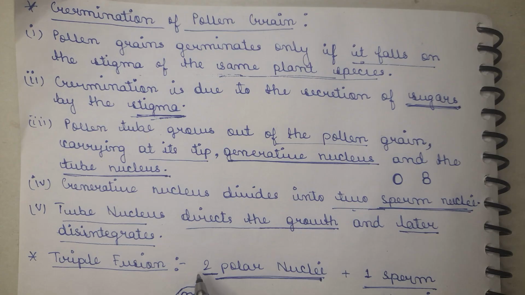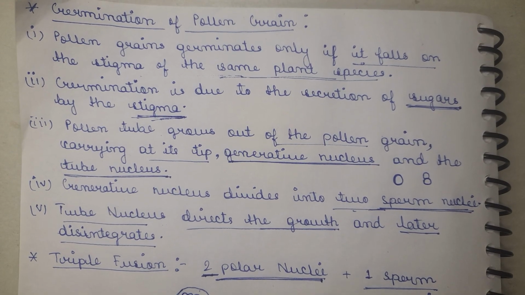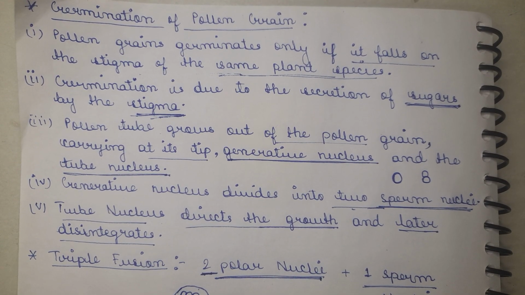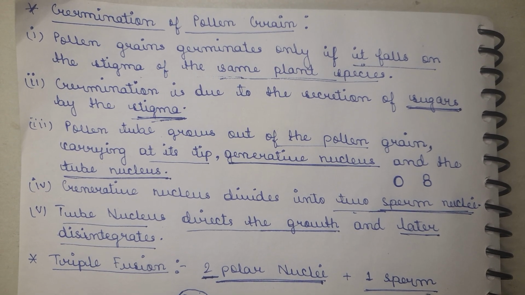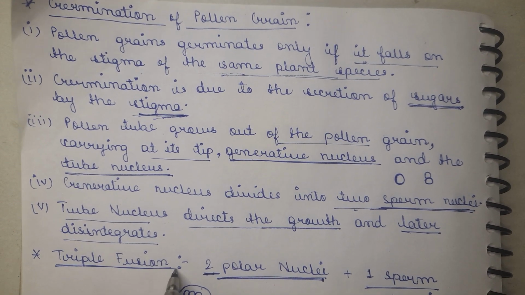So there are three steps. The first one is the union of the polar nuclei, and the second step is the union with the sperm cell. So it is basically a triple fusion.